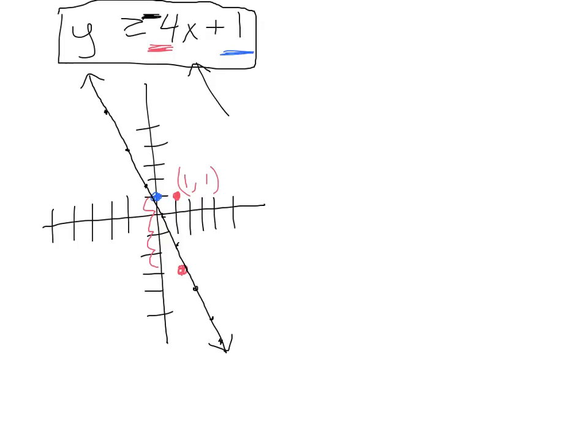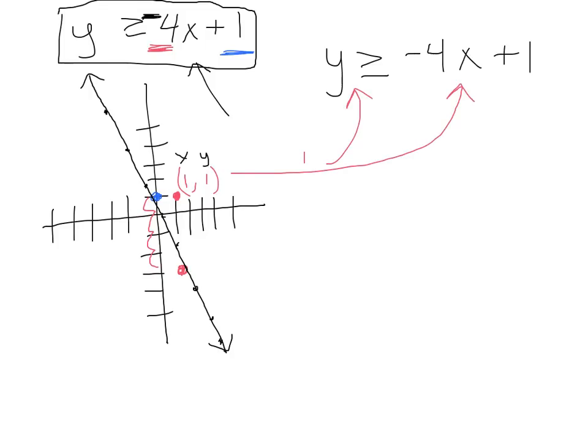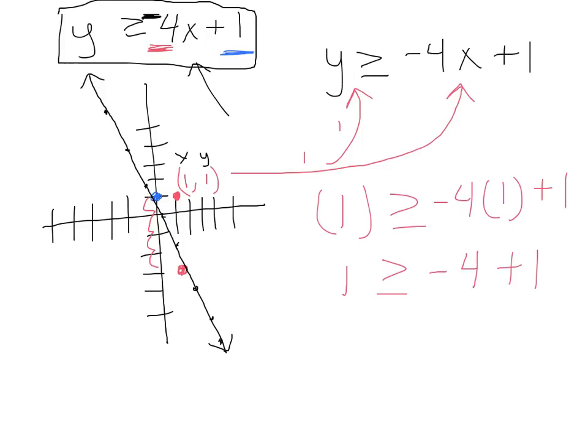If it works, I'm shading on that side of the line. If it doesn't work, I'm shading on the other. So let's test it out. Where x is 1 and y is 1. Take the original inequality. Take your test point of x being 1 and y also being 1. When you substitute in, you've got this statement. And so is 1 greater than or equal to negative 4 plus 1? So is 1 greater than or equal to negative 3? Yes, it is. So let's shade on that side of the line.